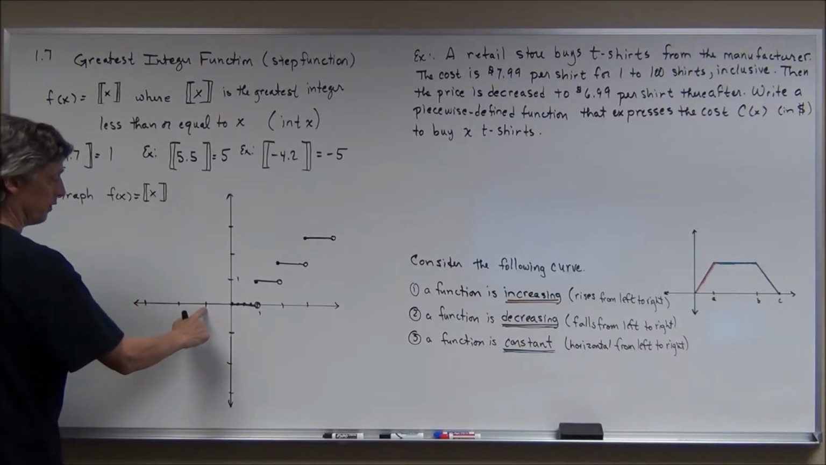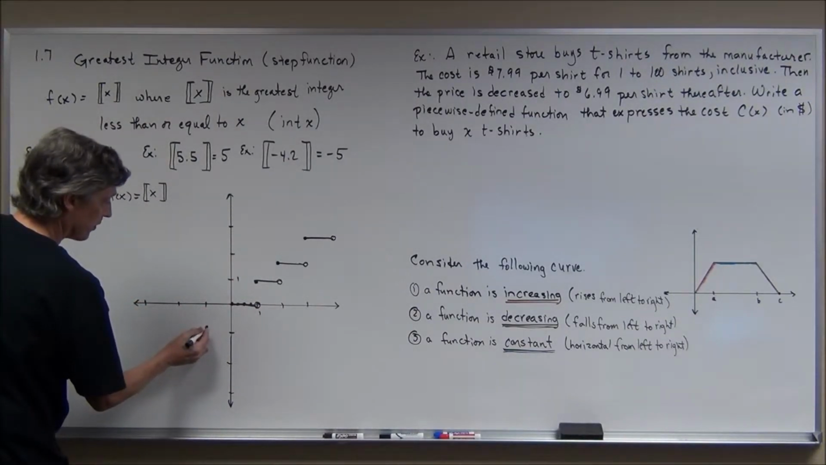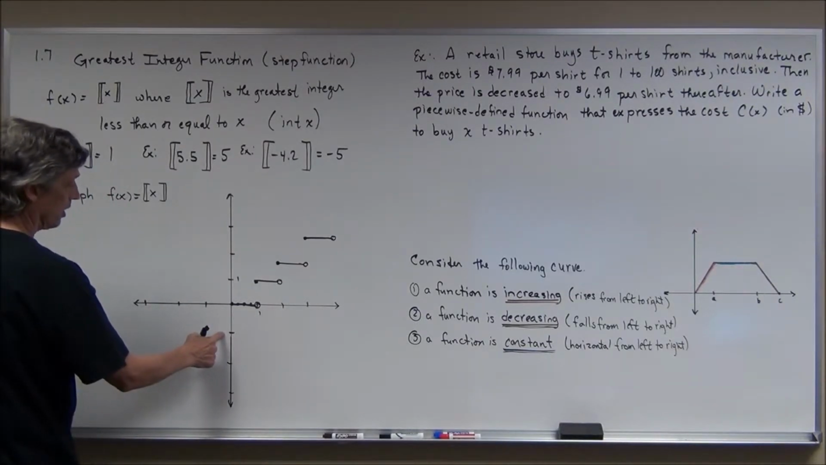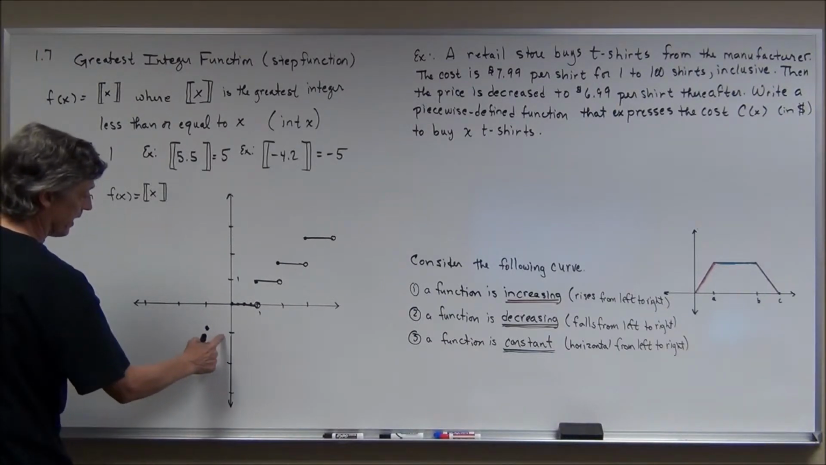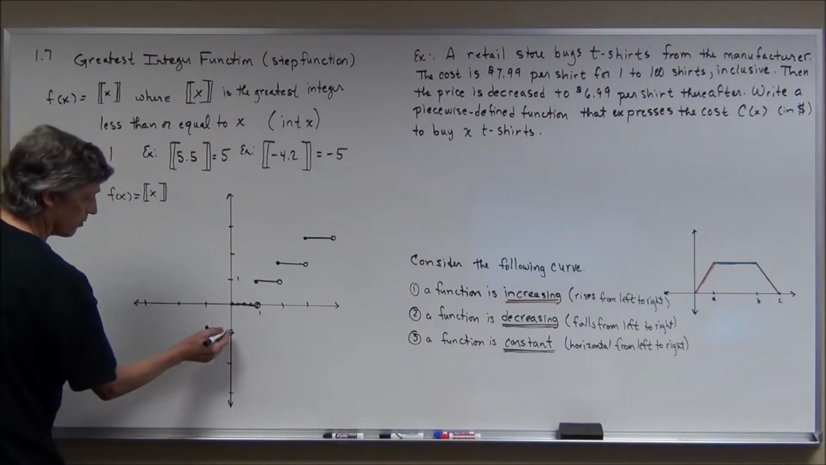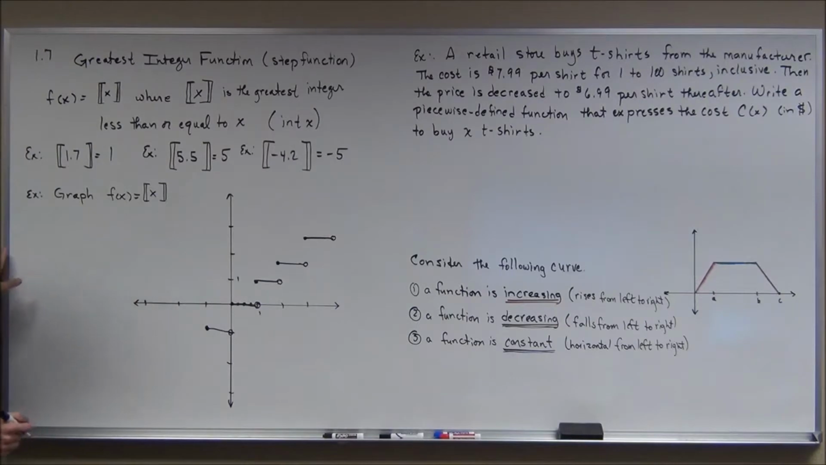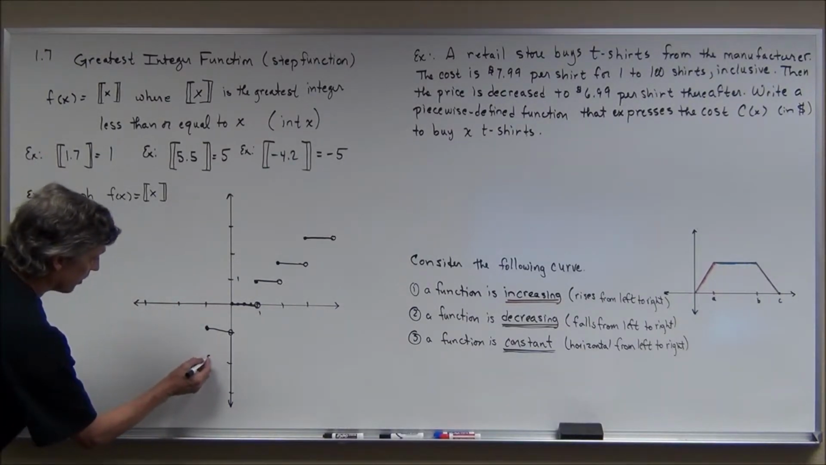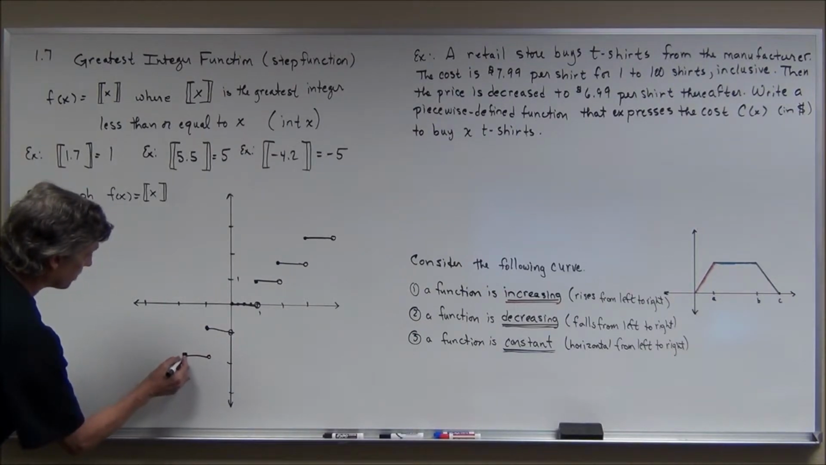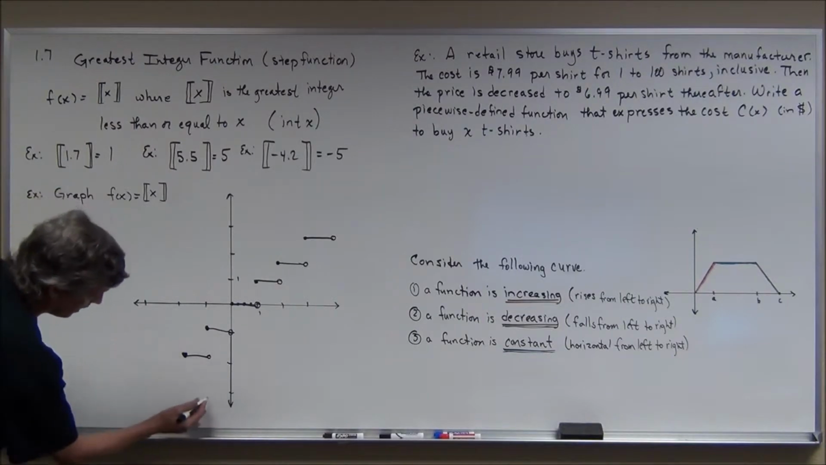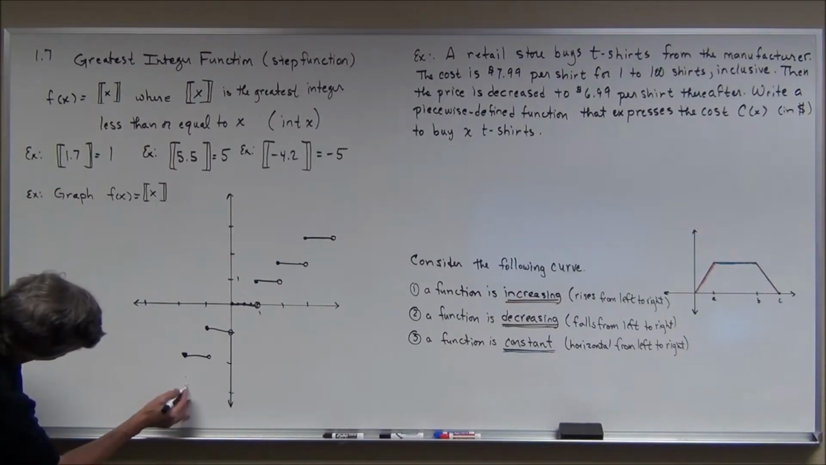What's the greatest integer of negative 1? It'd be negative 1. What's the greatest integer of negative 0.9, negative 0.8, negative 0.7, negative 0.000001? Well, it's going to be negative 1 until I get to 0, and that's when it jumps up to 0 itself. And the pattern continues. You can plug in values, but the pattern's going to continue in this direction as well. And notice the filled in dots are on the left, the circles are on the right of these little step line segments.